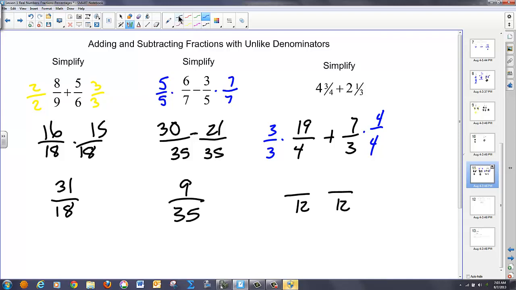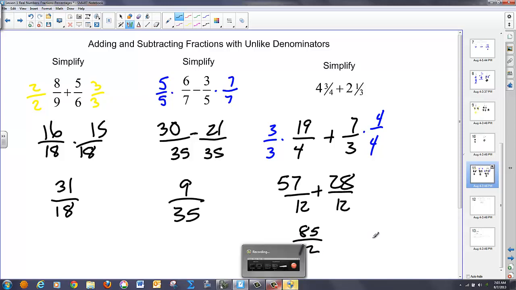Multiplying the two together, 19 times 3 is 57. And 7 times 4 is 28. You're going to add those two up. That's 85 over 12. And I don't think there's anything in common in those two.